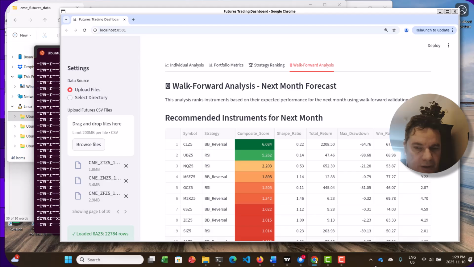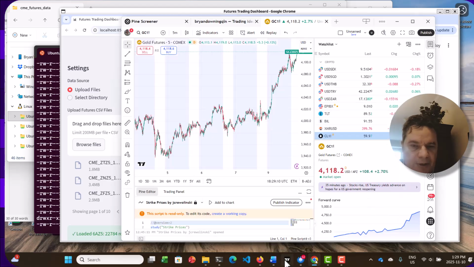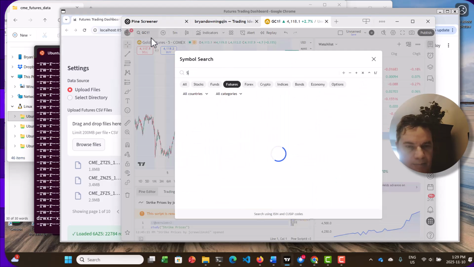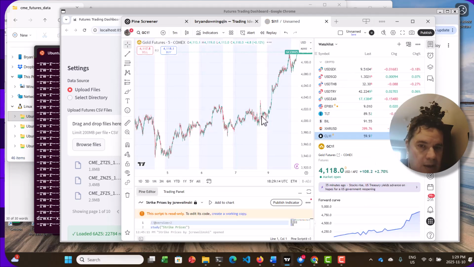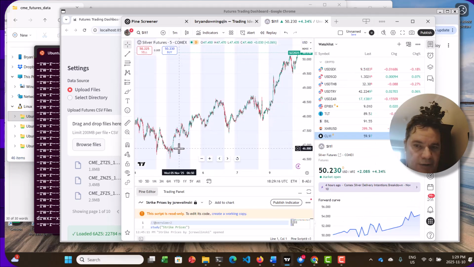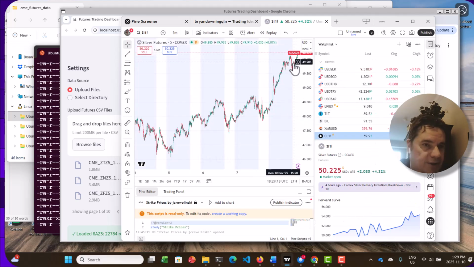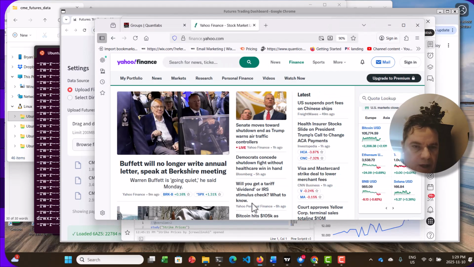Another one's silver. And again, this is forward looking for the next month. Okay. So these are the ones it's recommending based upon all the momentum. Silver's looking pretty good there from 46 to $50. So it's all good. Now, everything also depends upon news.